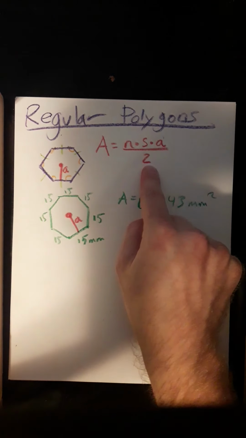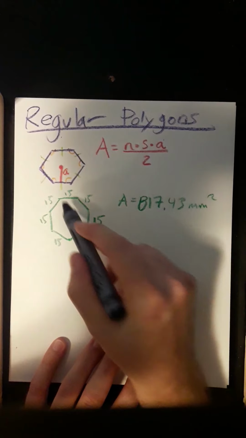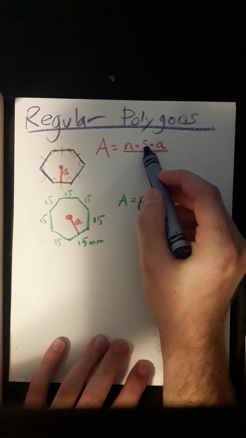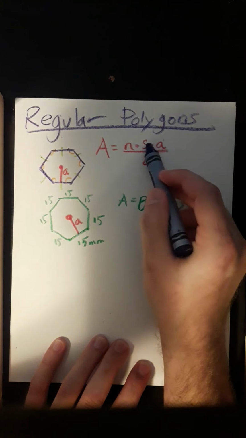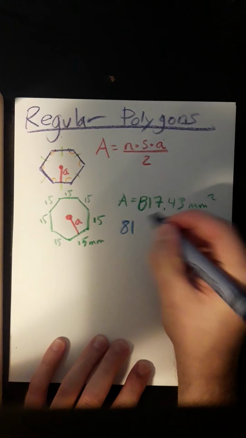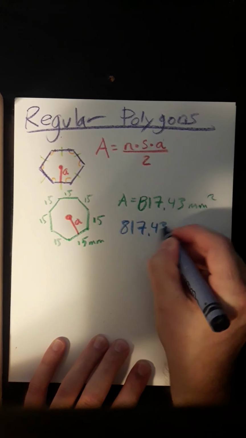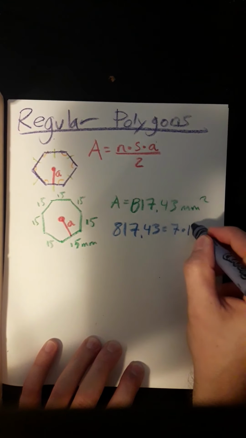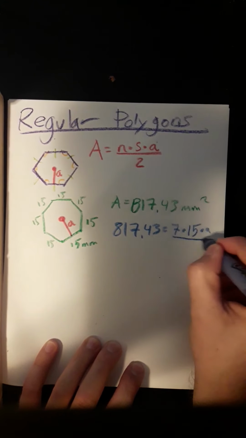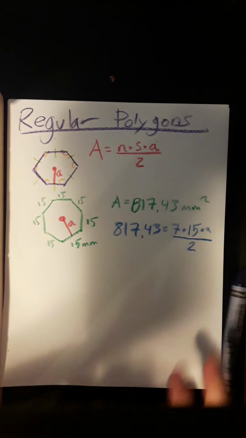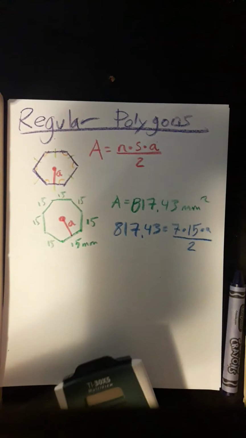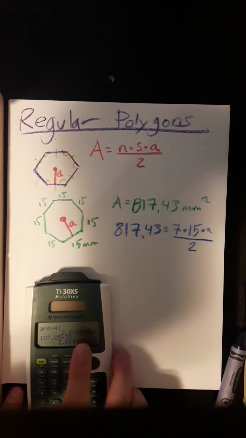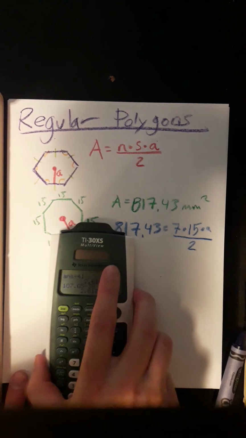Now, we're going to use this formula. How many sides does this have? 1, 2, 3, 4, 5, 6, 7. So we know that n is 7, the side is 15, and we're trying to solve for our apothem. So we'll have 817.43 equals n, which is 7, times side, which is 15, times apothem, divided by 2. Generally speaking, I would say plug it into numeric solver, and you're done. Some of you guys don't have access to numeric solver, so I'm going to do this the long way for your viewing pleasure.